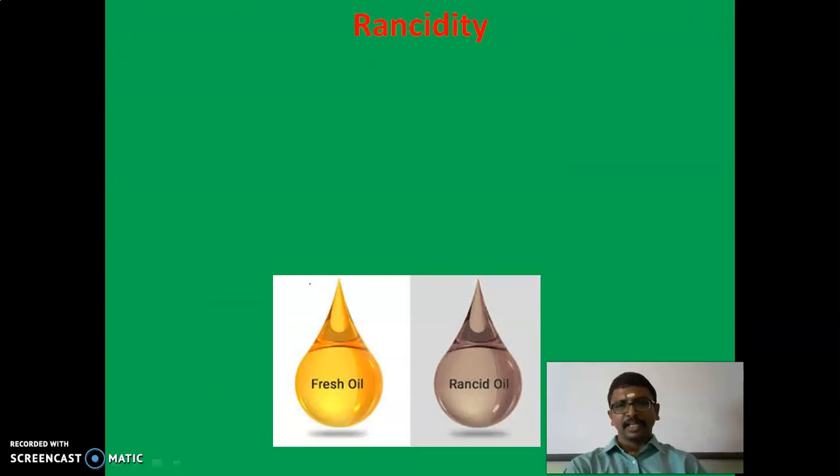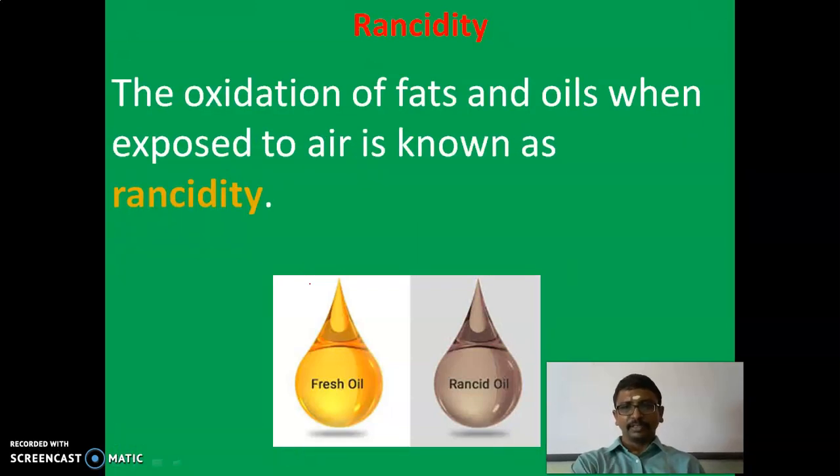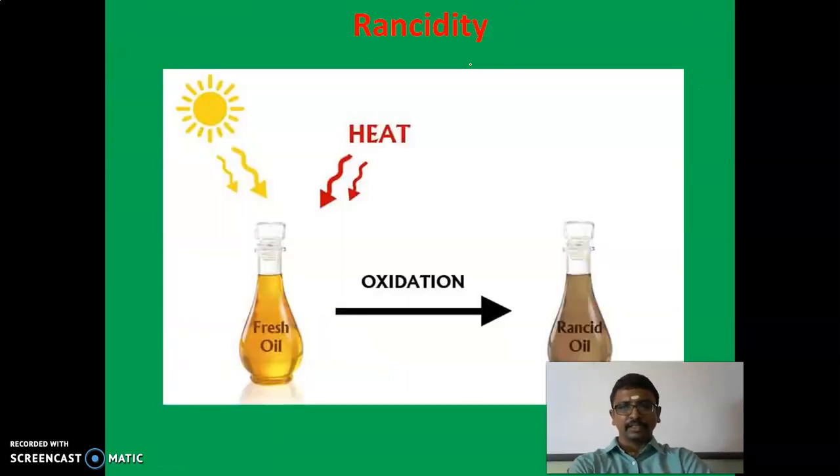And next is rancidity. The term rancidity means the oxidation of fats and oils when exposed to air is known as rancidity.